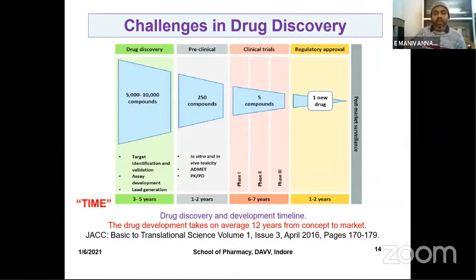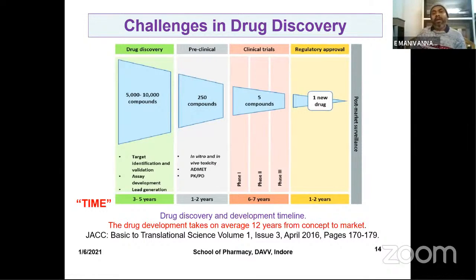Now the COVID situation is going on, so we require drugs immediately for the treatment of this deadly disease. But if you consider drug development taking 12 years, and there is no drug during this time, then the entire population of the world would be wiped out during these 12 years because of this COVID-19 situation.